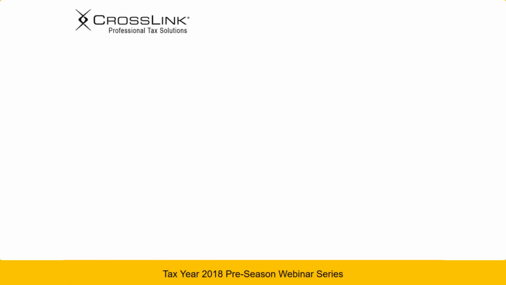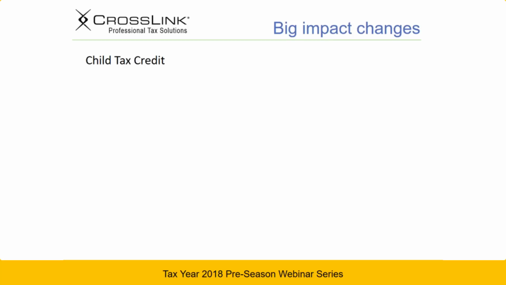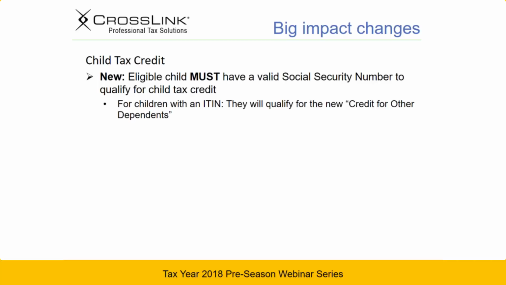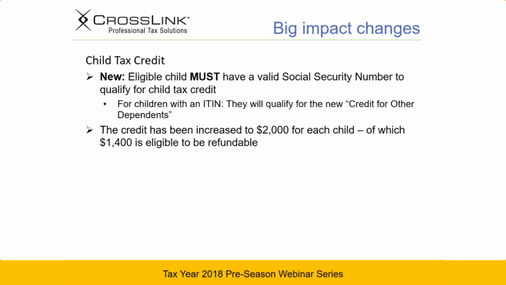Next up, we want to talk about the changes that will have the biggest impact to you as a tax professional as you're working with your tax-paying clients. I'm going to start with child tax credit. It's important to understand that new for this year, the eligible child to get child tax credit must have a valid Social Security number to qualify. For children that have ITINs instead, they will qualify for the new credit for other dependents. This is a new field, the credit for other dependents. And the credit has been increased to $2,000 for each child, of which $1,400 is eligible to be refundable.